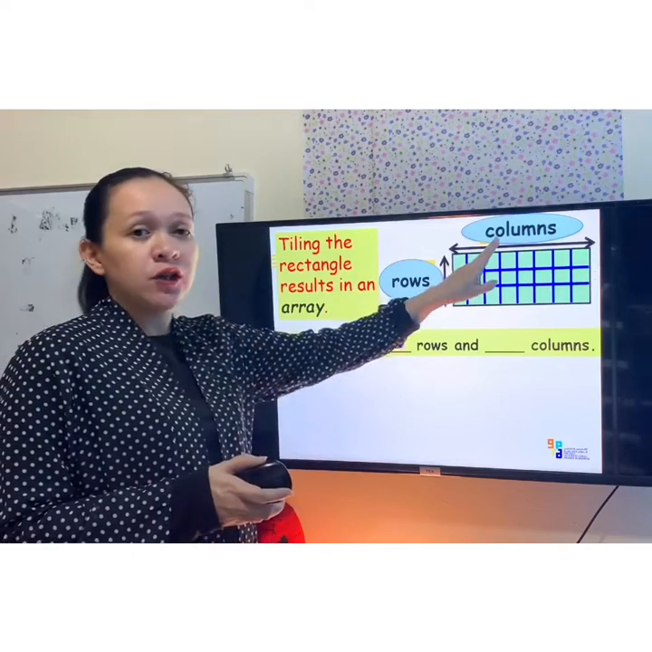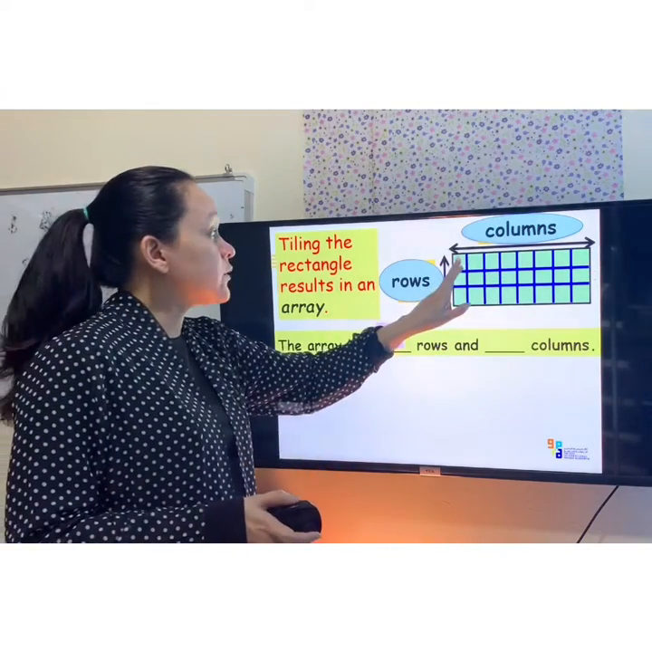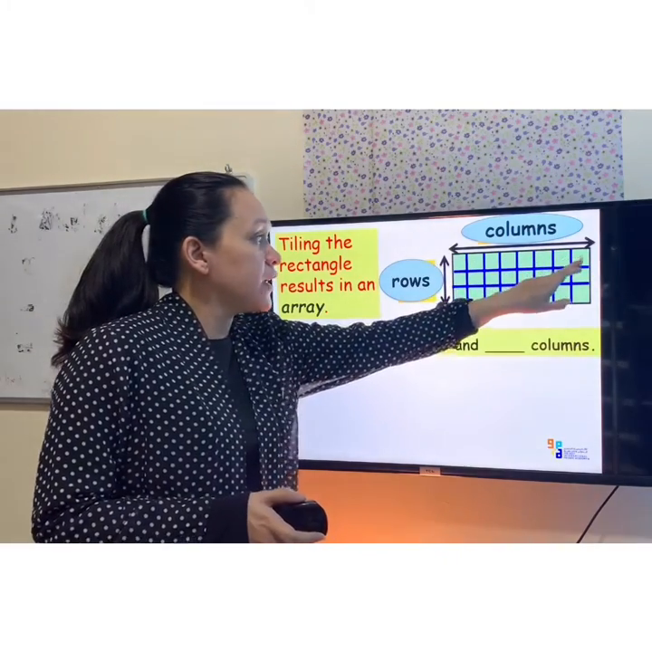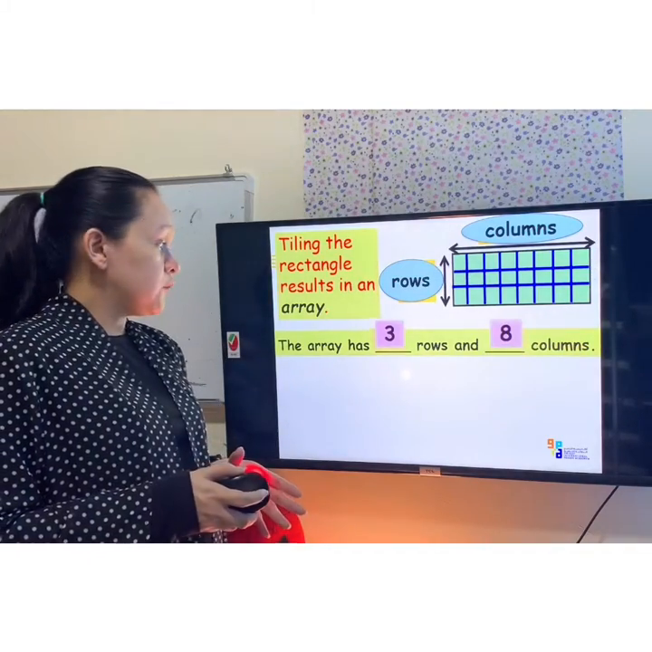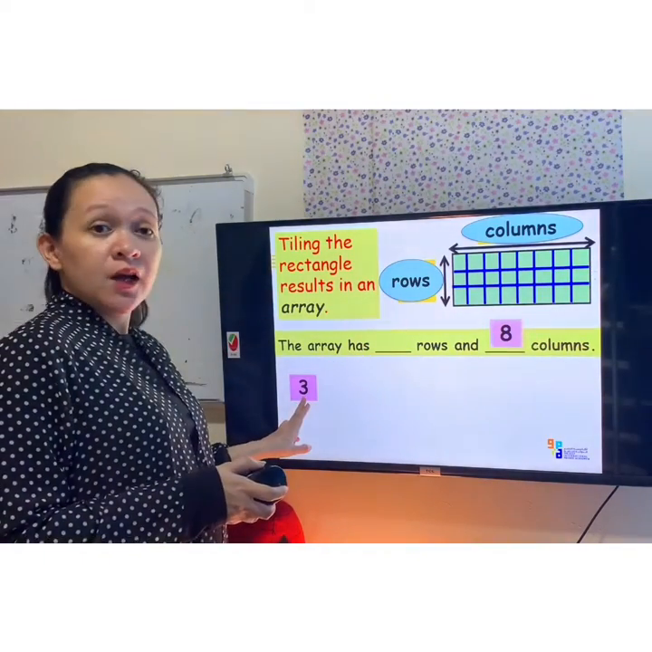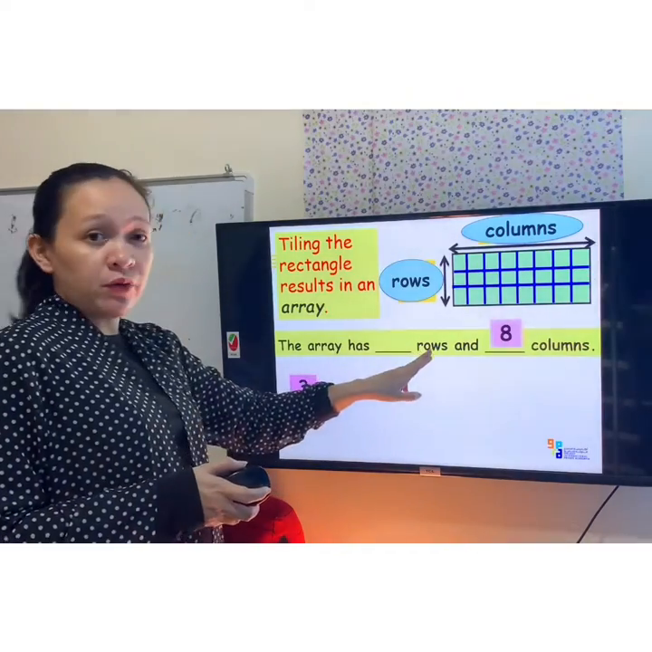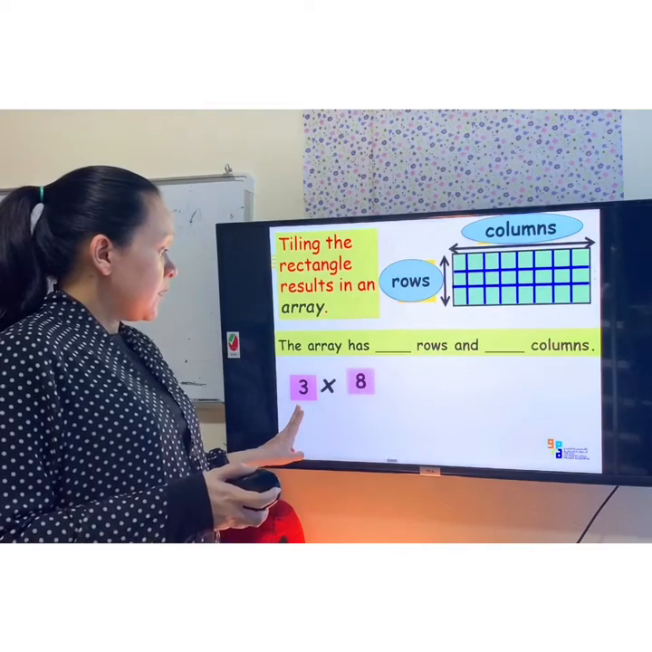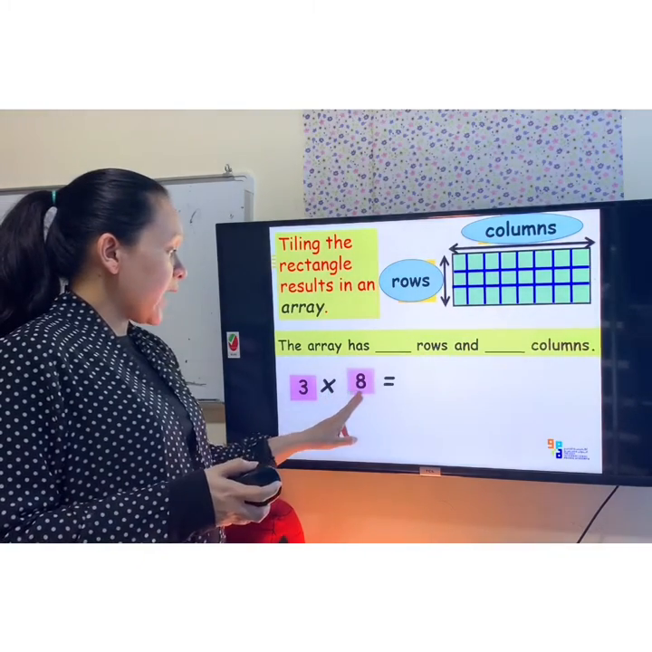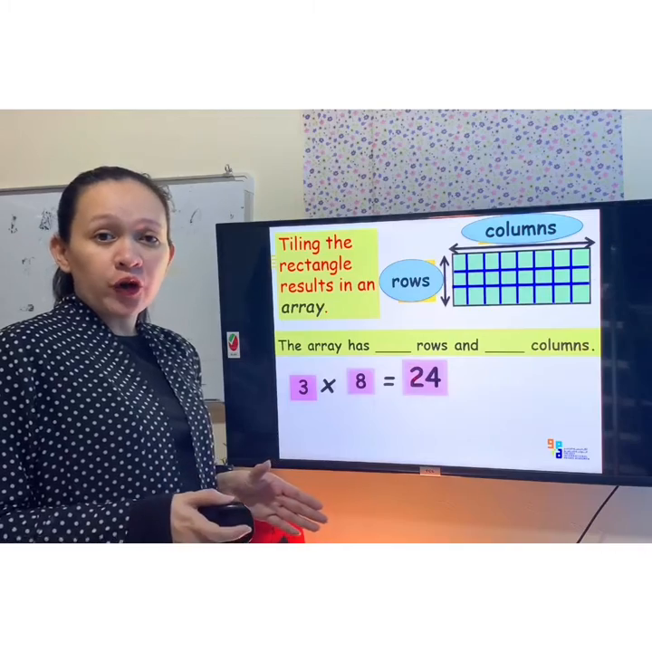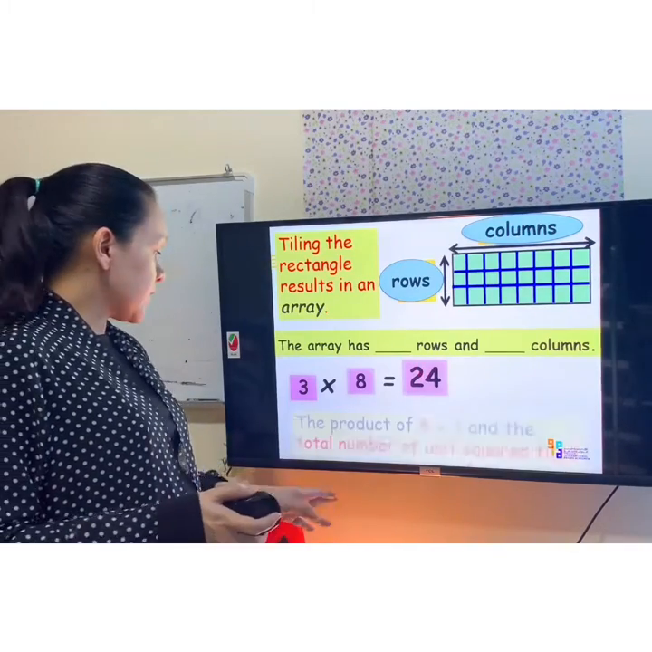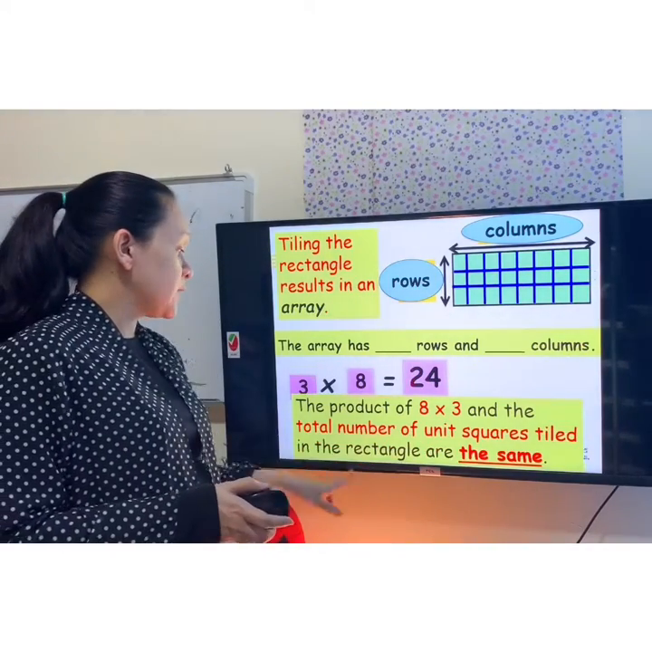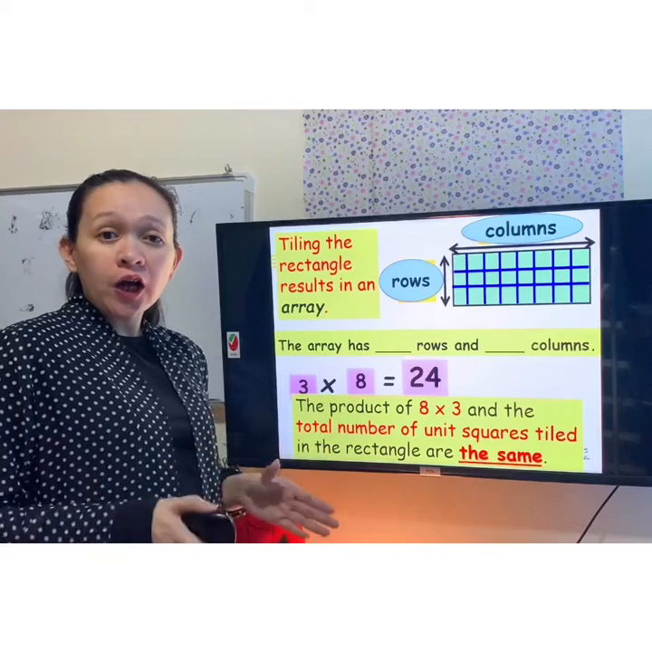Next, let's move to columns. How many columns? We are going to count 1, 2, 3, 4, 5, 6, 7, 8. We have 8 columns. So we are going to put here the 3, which is our rows, and then we are going to multiply it by our columns. So 3 multiplied by 8, the answer is 24. So still the same answer. The product of 8 times 3 and the total number of unit squares tiled in the rectangle are the same.